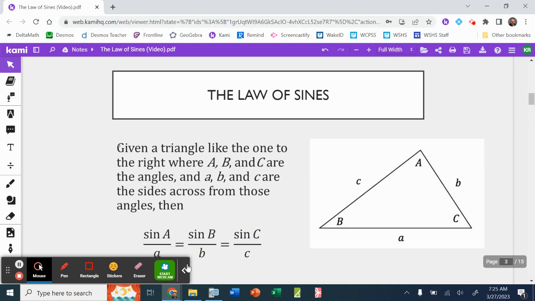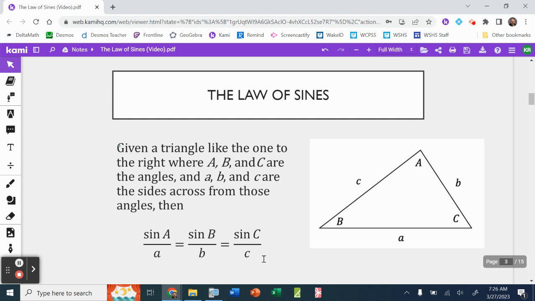The law of sines, as we've previously seen, is that if we have a triangle, and that could be a right triangle or not a right triangle, where capital A, B, and C are the angles, and lowercase a, b, and c are the sides opposite of those angles. That is, for angle A, the side opposite or across from it will be side a. From angle B, the side across from it will be side b. And from angle C, the side across from it will be side c.